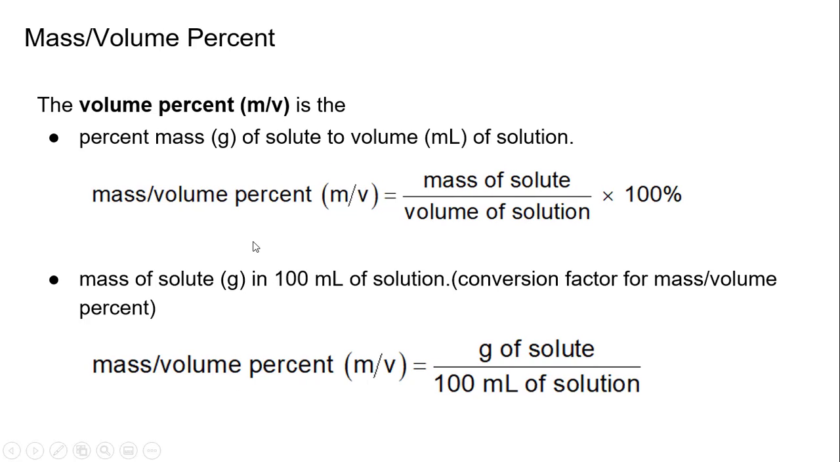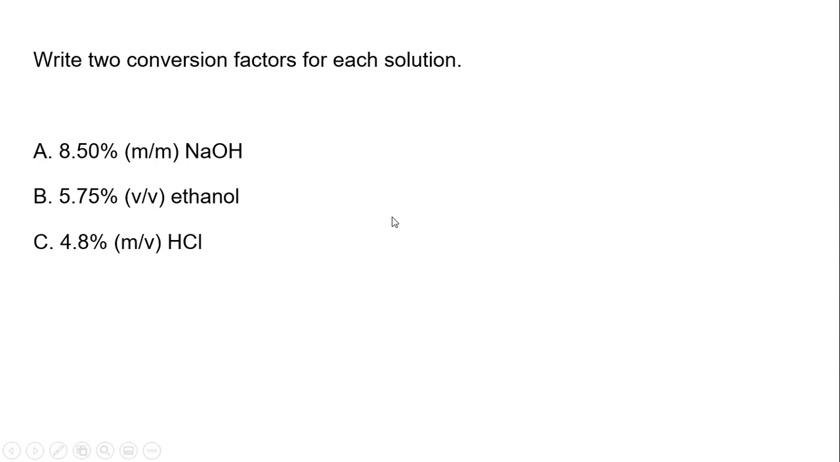And the last one is mass over volume, and that's going to be M over V. So it's percent in grams of solute to volume of solution, which would be in mils in here. So you could see, if we had to use a percentage, grams of solute over 100 mils of solution. So mass per volume is grams over volume of mils. So write 2 conversion factors for each solution. So this is exactly what I've been setting up for. You take this and put it into a conversion factor to start a problem.